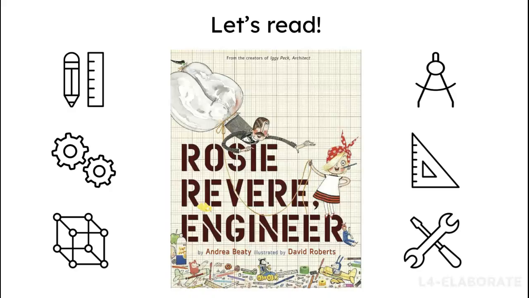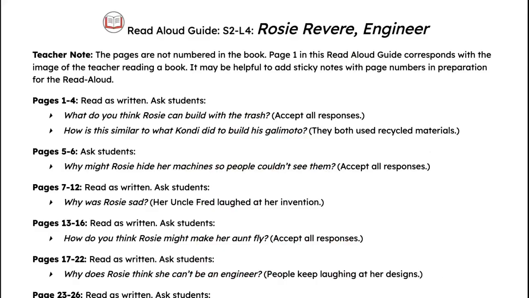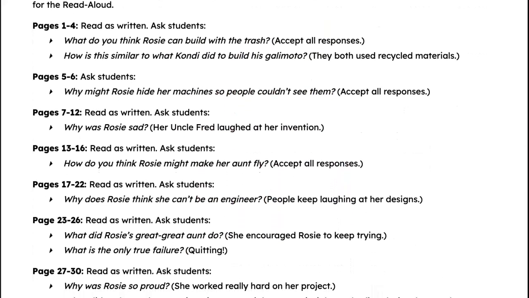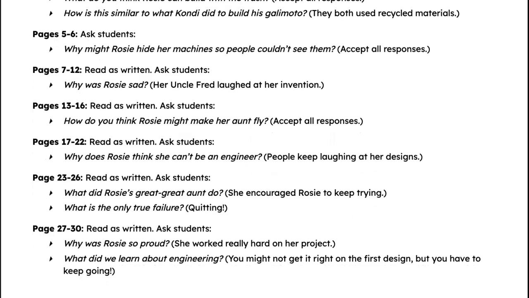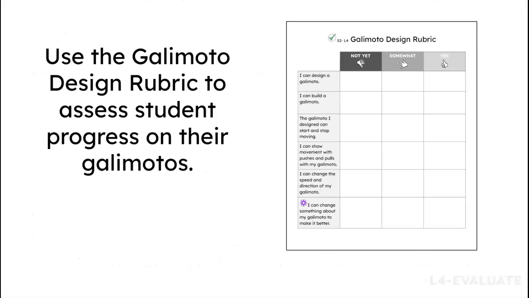For the elaborate portion, you'll read Rosie Revere, Engineer. Use the Read Aloud guide to emphasize ways in the book that the child character works like an engineer. For the evaluate portion, you'll use the Galimoto Design Rubric to assess student progress on their Galimotos.